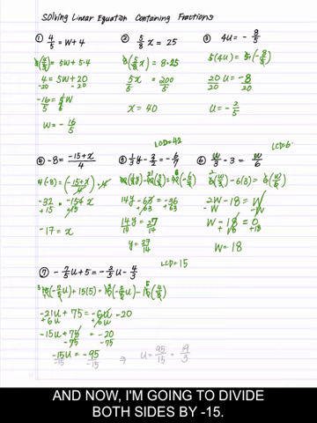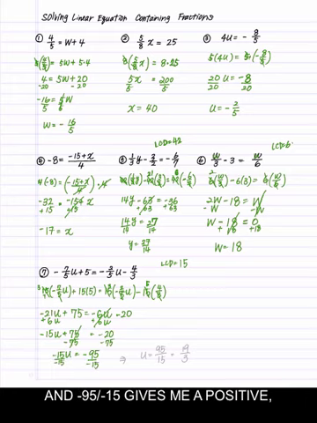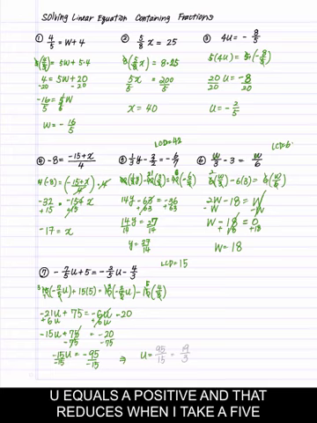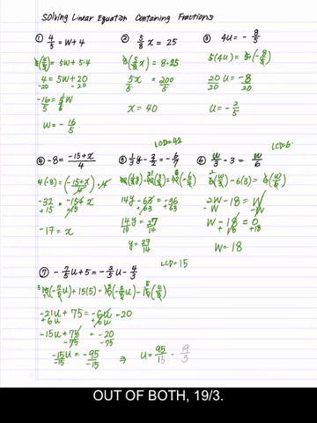And now I'm going to divide both sides by negative 15. And negative 95 over negative 15 gives me a positive, U equals a positive, and that reduces, when I take a 5 out of both, to 19 over 3. There it is.